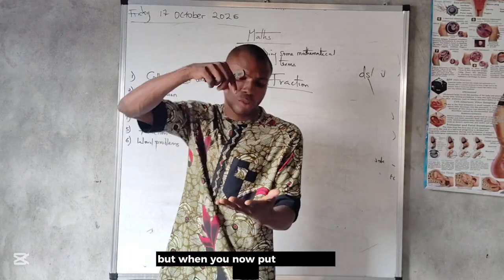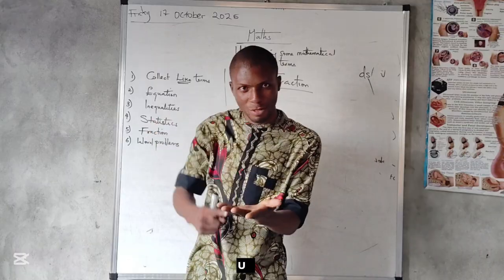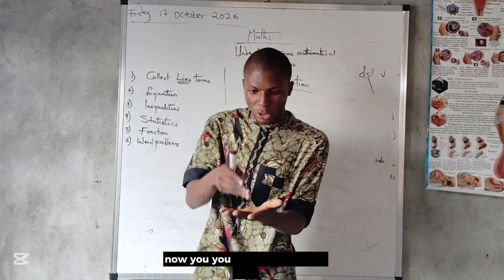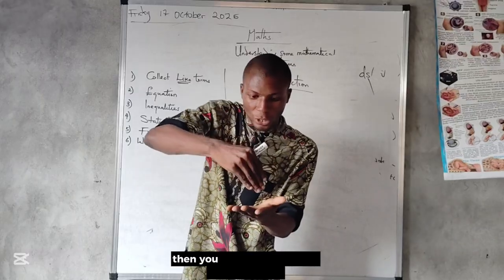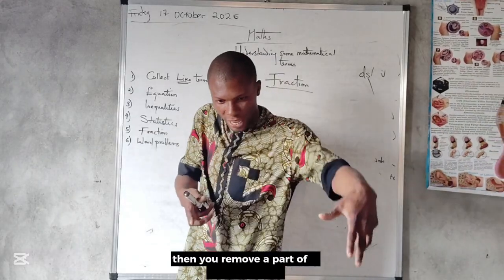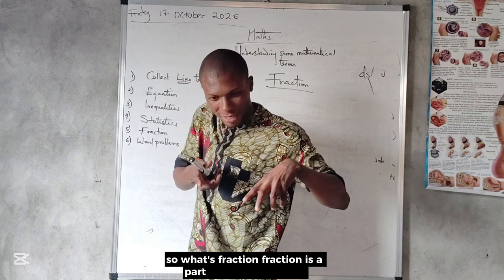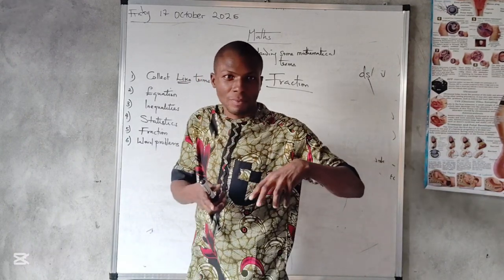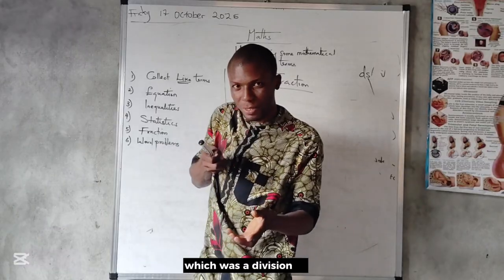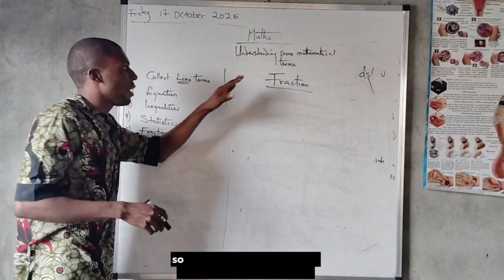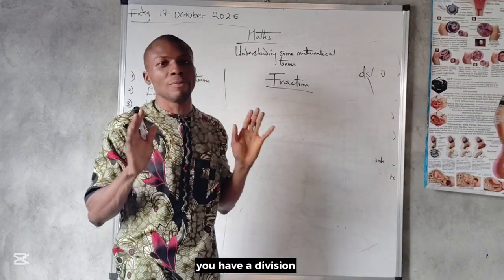But when you now pierce your knife and start cutting, you remove a part of a whole number. So what's a fraction? A fraction is a part of a whole number. But just remember it came from the Latin word which means division. So understand this fact: anytime you have a fraction, you have a division.